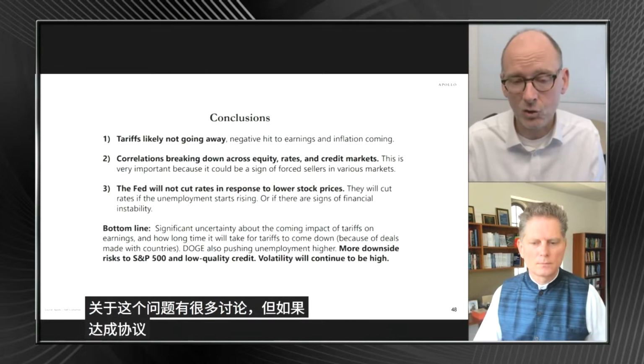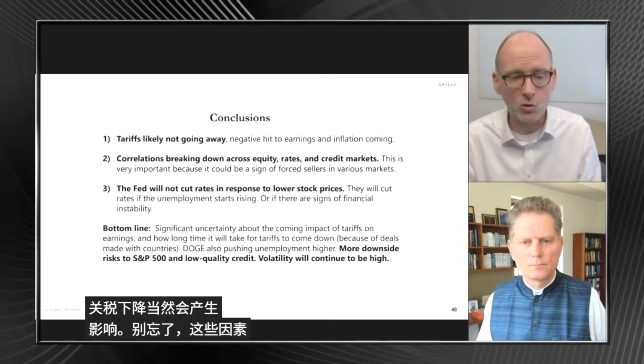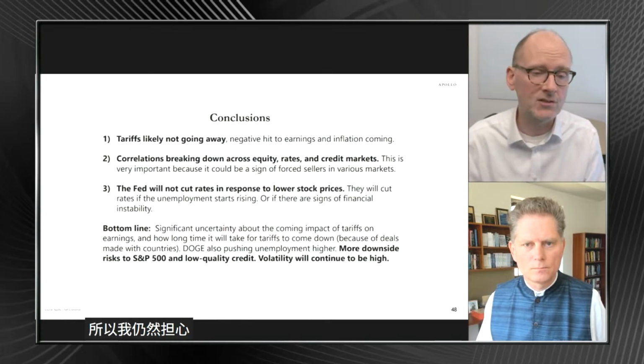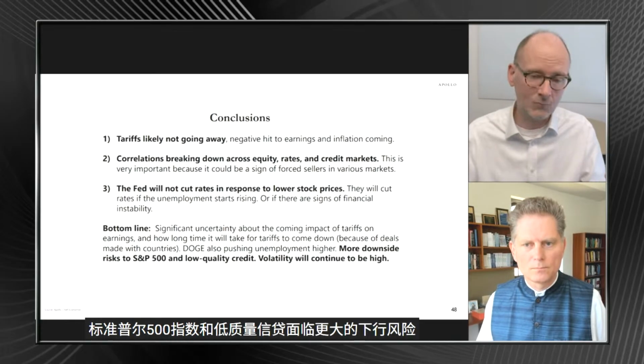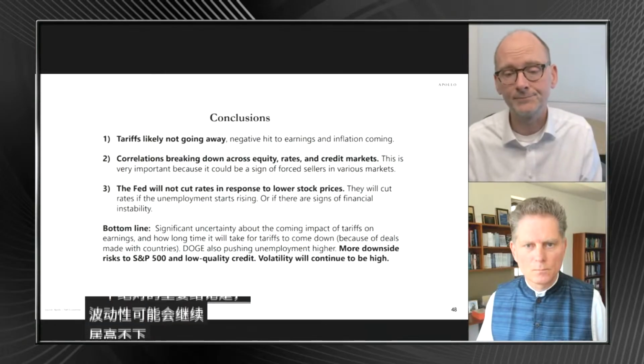But if there are deals, then of course, and tariffs do come down, it will make a difference. And let's not forget, those are also pushing the unemployment rate higher in the background. So I do still worry that there's more downside risk to the S&P 500 and to low quality credit. And one absolute main conclusion is that volatility will likely continue to be high.